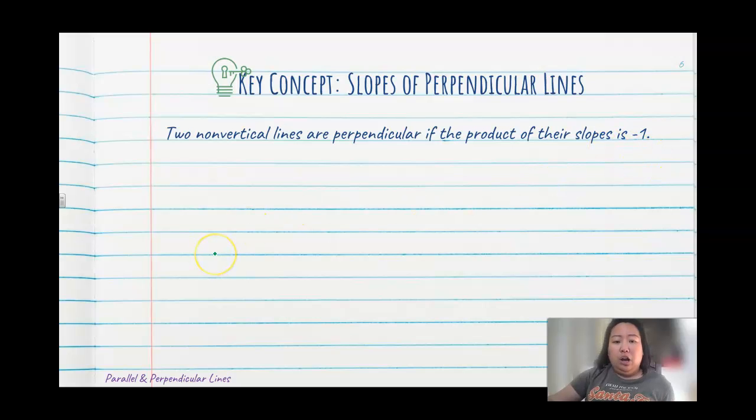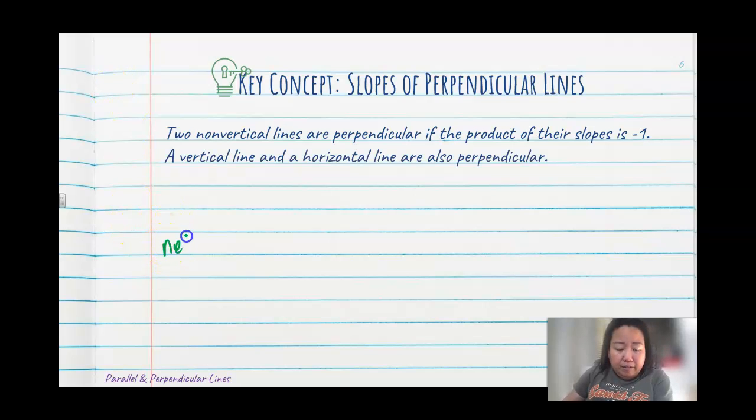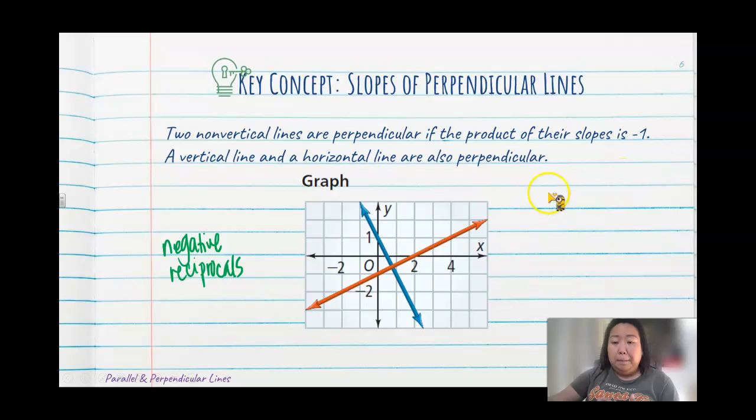Okay. Now, for you to have the product of the slopes to be -1, they need to be opposite sign or negative. They have to be negative reciprocals of each other. Okay, so for you to be able to get a perpendicular pair of lines, your slope needs to be negative reciprocals of each other.